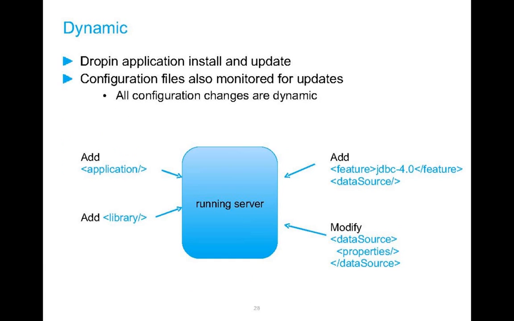So in the running server, you can see application tags, library tags, and feature tags. You can add new features, new libraries, new applications, and modify data sources, all at runtime. And then we come to the part of extensibility. So you have something that is extensible.